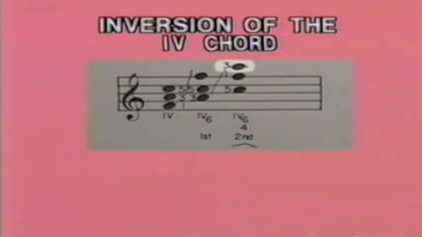Remember, we're still in C major. I'm using the chord built on the 4th scale degree of C, so the Roman numeral remains 4. The first inversion is noted by a 6 by the 4, and the second inversion is noted by a 6-4 by the 4.